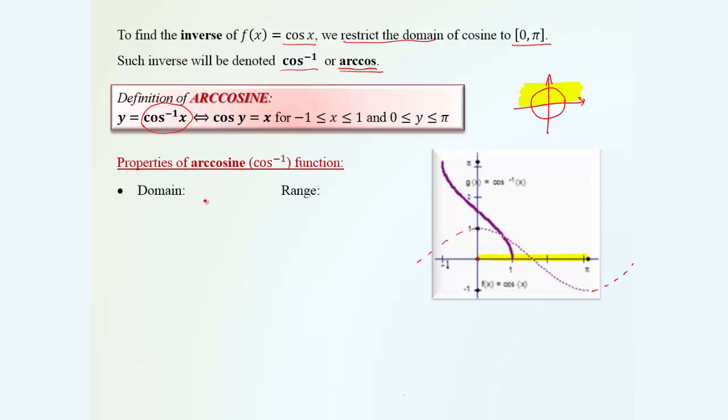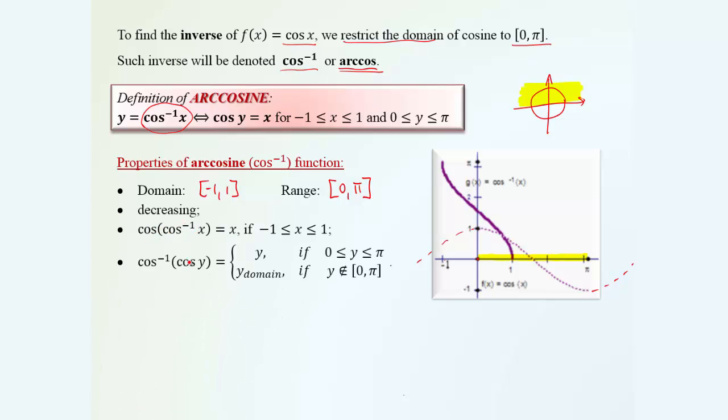Looking at the graph, let's list the properties of the arccosine function. The domain of arccosine, as we said, is from -1 to 1. The range is from 0 to pi. The function is always decreasing. The composition of arccosine and cosine, because those are inverse functions, they cancel each other and we end up with just x. However, for the composition of cosine and arccosine, we have to watch if our input is in the restricted domain. If it is, we just cancel the arccosine with cosine, leaving us with the same angle. If it's not in the restricted domain, we have to move it to these two quadrants, either the first or the second.